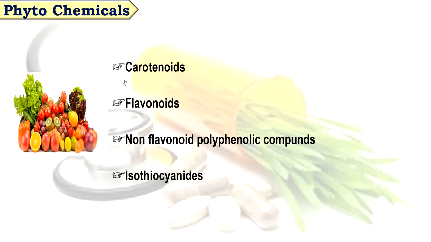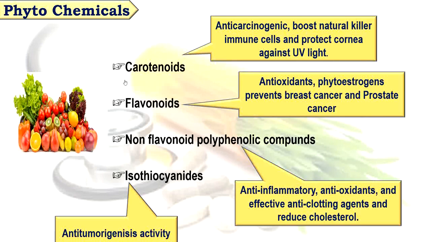When you say phytochemicals, these chemicals are abundant in our fruits and vegetables. Some of the phytochemicals are carotenoids, flavonoids, non-flavonoid polyphenolic compounds, isothiocyanates. Each phytochemical has a unique function inside our body. When you take carotenoids, it is an anti-carcinogenic agent and it boosts our immune system and it protects the cornea against UV light. It is very good for our eye health.